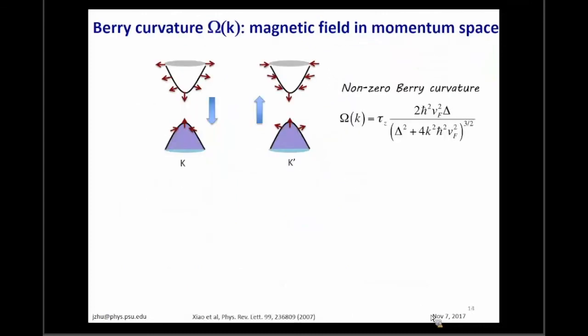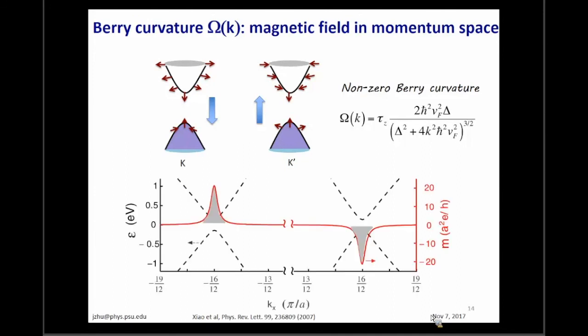In fact, you can think about that as somehow it's experiencing a magnetic field. That magnetic field is in the momentum space. We call that a Berry curvature. Berry curvature is non-zero at the K and K prime points if you have a gap here, and points in opposite ways in these two valleys.